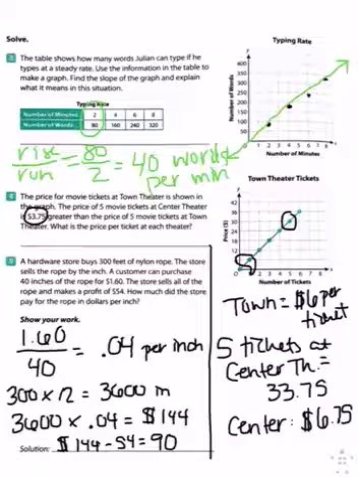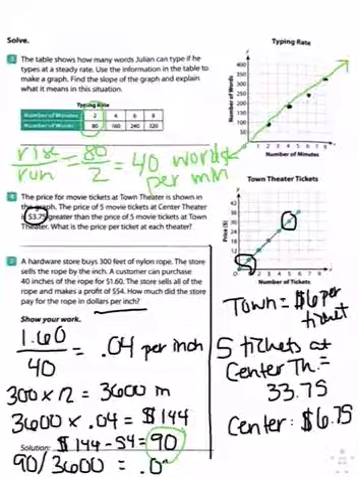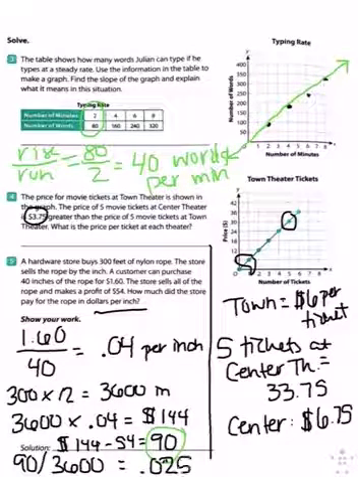Now, last part. The store paid $90 for their rope. We then have to do it per inch. So we're going to take that $90 and divide it by our 3,600 inches, and you should get $0.025 per inch.